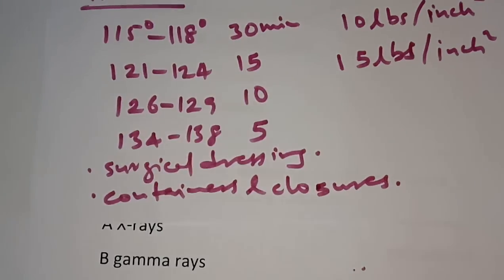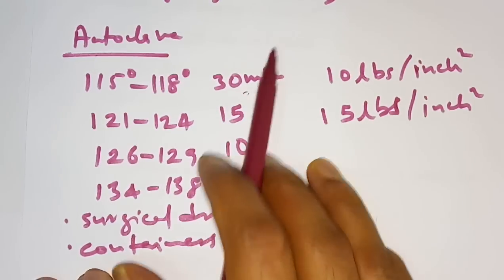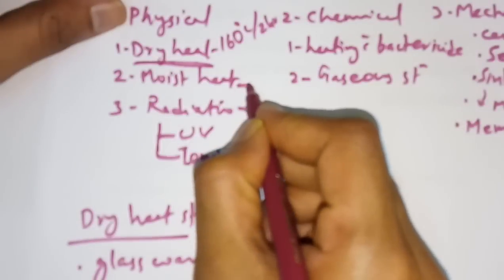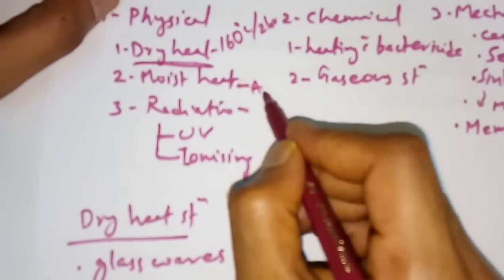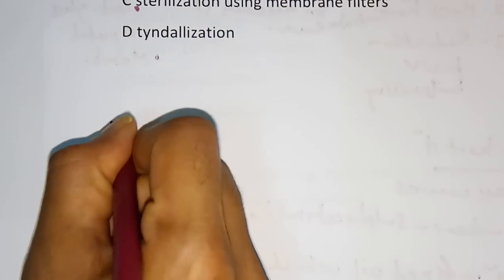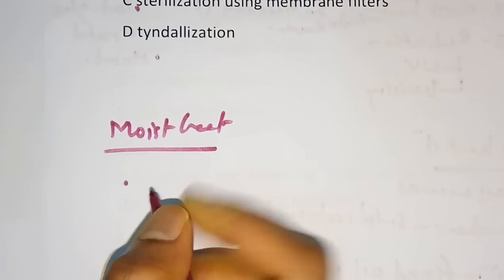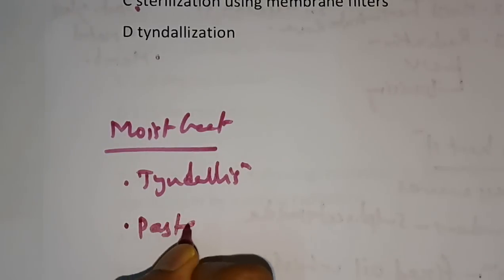Now we will move to the other methods using the moist heat technique. We saw the autoclave method. Other methods are tyndallization, pasteurization, and sterilization of vaccine. These three types also come under moist heat. Autoclave is an example of moist heat sterilization, but there are other techniques also: one is the tyndallization technique, another one is pasteurization.